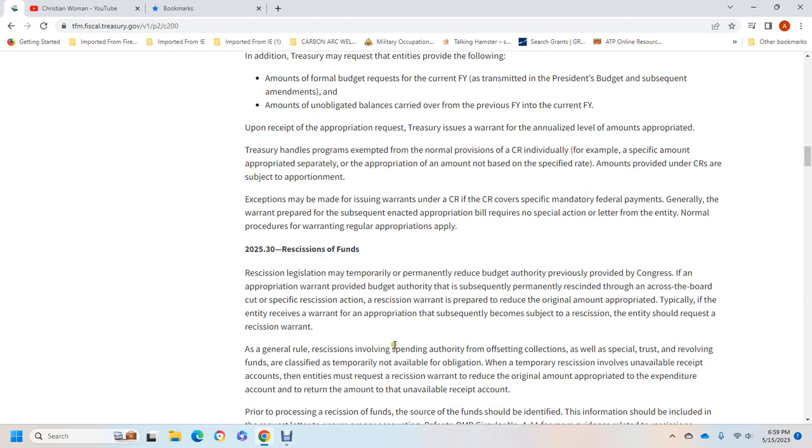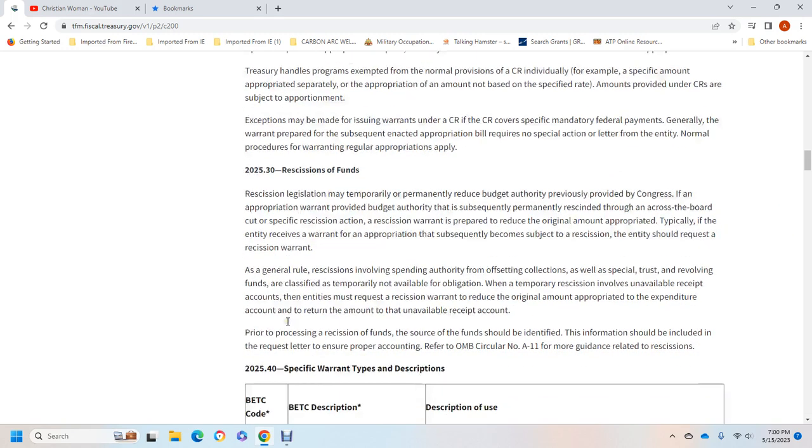Rescission legislation may temporarily or permanently reduce the budget authority previously provided by Congress, and the appropriation warrant provided for the budget authority with the subsequent permanent rescission through the action for the budget. Rescission warrants are prepared to reduce the original amount of the appropriated. Typically, if the receipt of the warranted operation subsequently becomes the subject of a rescission, the entity should request the rescission warrant.